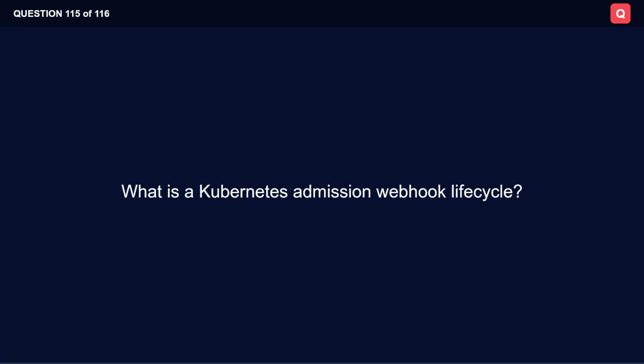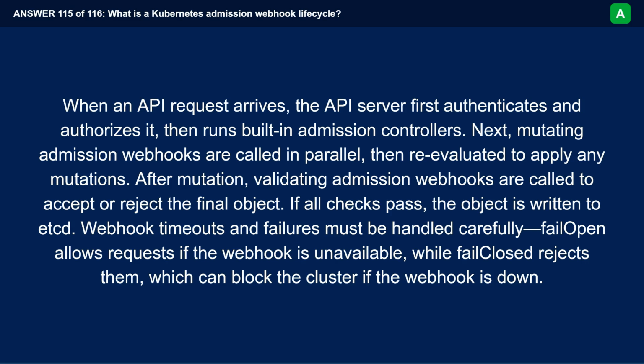What is a Kubernetes admission webhook lifecycle? When an API request arrives, the API server first authenticates and authorizes it, then runs built-in admission controllers. Next, mutating admission webhooks are called in parallel, then re-evaluated to apply any mutations. After mutation, validating admission webhooks are called to accept or reject the final object. If all checks pass, the object is written to etcd.